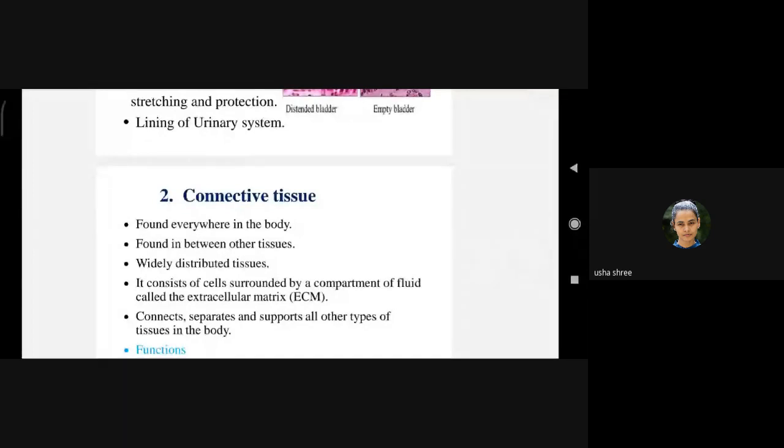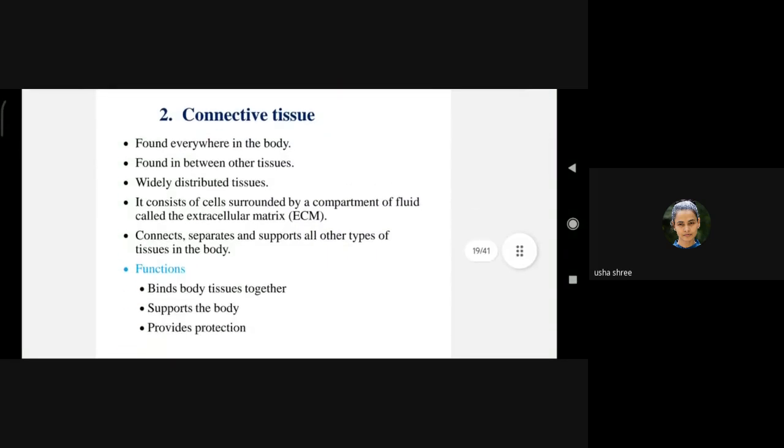Now, epithelial tissue is done. We are moving to connective tissue. Connective tissue we can find everywhere in the body because the role of connective tissue is only to connect different parts of the body. Found in between other tissues. Like if we take the example of blood. Blood is a connective tissue. It connects different parts of the body to different parts. Means blood connects from the heart to the whole body. So blood is a connective tissue and blood can be found everywhere in the body.